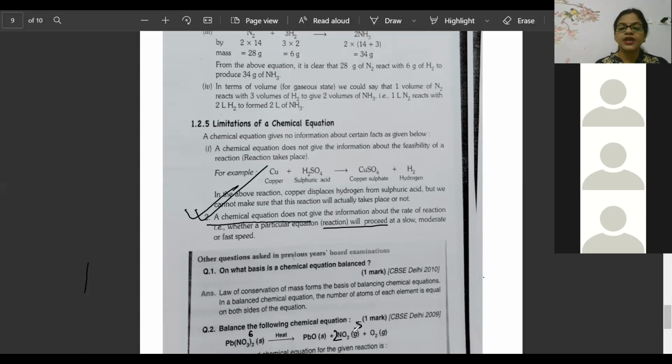Once we put 2 here, the nitrogen number on this side is 2. Look here nicely, beta. Here the nitrogen number is 1 into 2. Here NO3 is written twice. That means nitrogen is exactly 2 in number. So once we put 2 here, the left side is also 2. So nitrogen on the left side and right side got balanced.